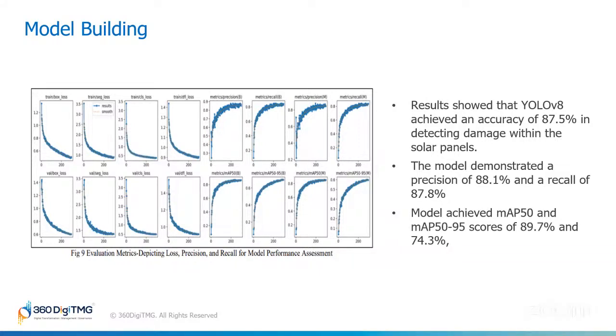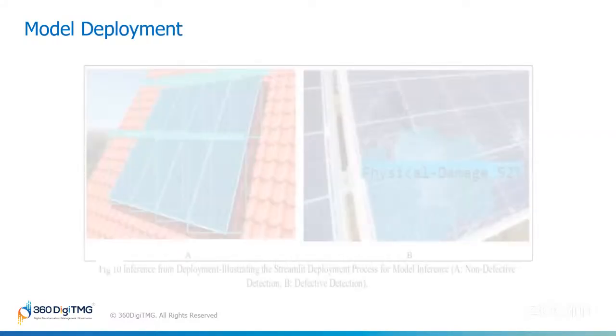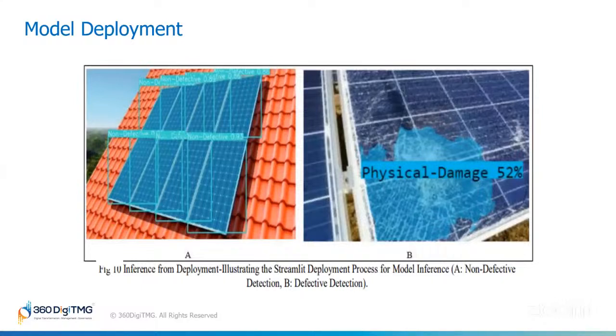And we have deployed our model for the client end user for usage. So this was the deployment part. Here we can see it's a clean panel. Can you see that there are no defects and everything is clean? So it will detect it as non-defective. There are no cracks or dust or bird drops on it, so it identifies it as a clean non-defective panel.